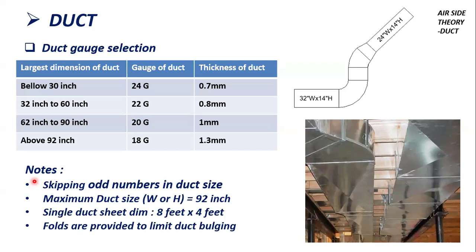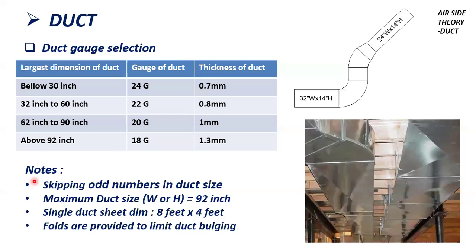Similarly, if the duct size varies from 30 to 60 inches, either the width or height, that's what I'm saying, the largest dimension of the duct. It doesn't mean the length, but purely the width and height. So if it lies between 32 inches and 60 inches, then the duct gauge that you need to use is a 22 gauge, which means we need much more thickness for that specific sheet in order to fabricate for that scenario.